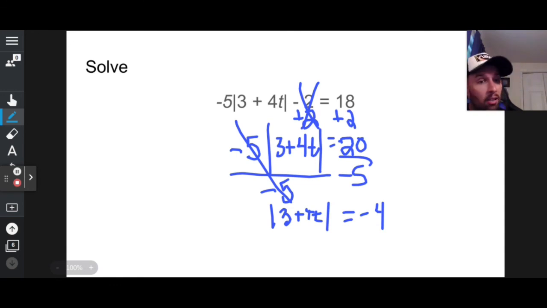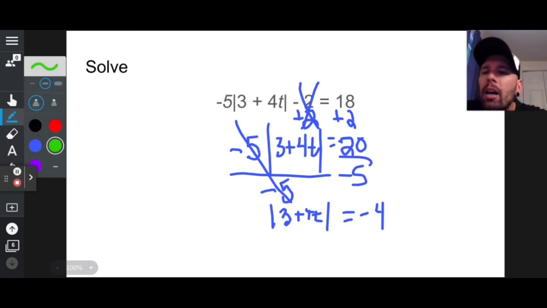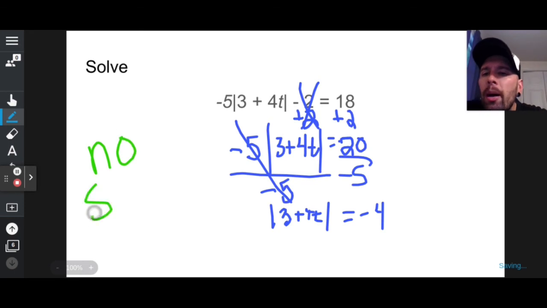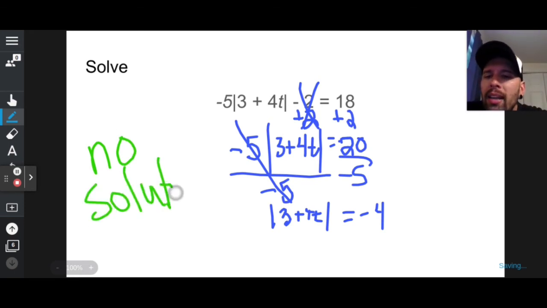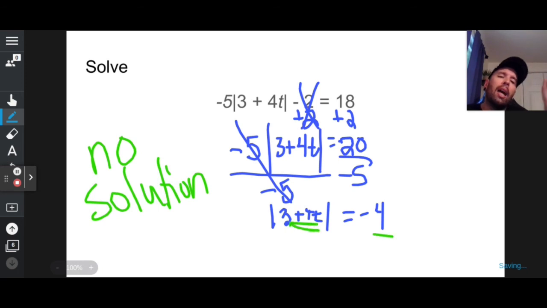Guess what, ladies and jelly spoons? This is a no solution. Why? Because there is no such number that when I take the absolute value of it, I will get a negative. Nothing. There's no such number.